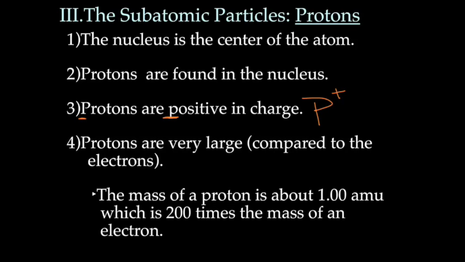Protons are also very large. Now, I know that probably sounds a little weird because how could protons be large when atoms are small? What I mean is they are large compared to the size of electrons. In reality they're tiny, but if you lived in atom world, if you were the size of an atom, protons would be really big. So, in fact, their mass, how much they weigh, is one AMU, which is 200 times greater than the mass of an electron.